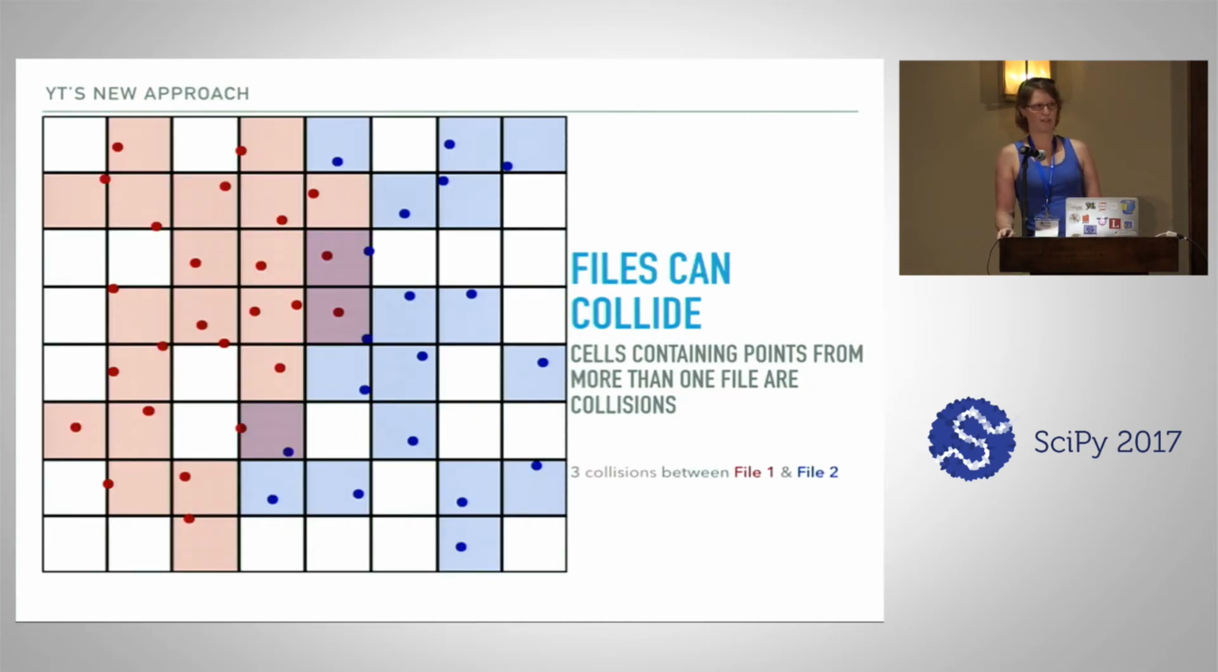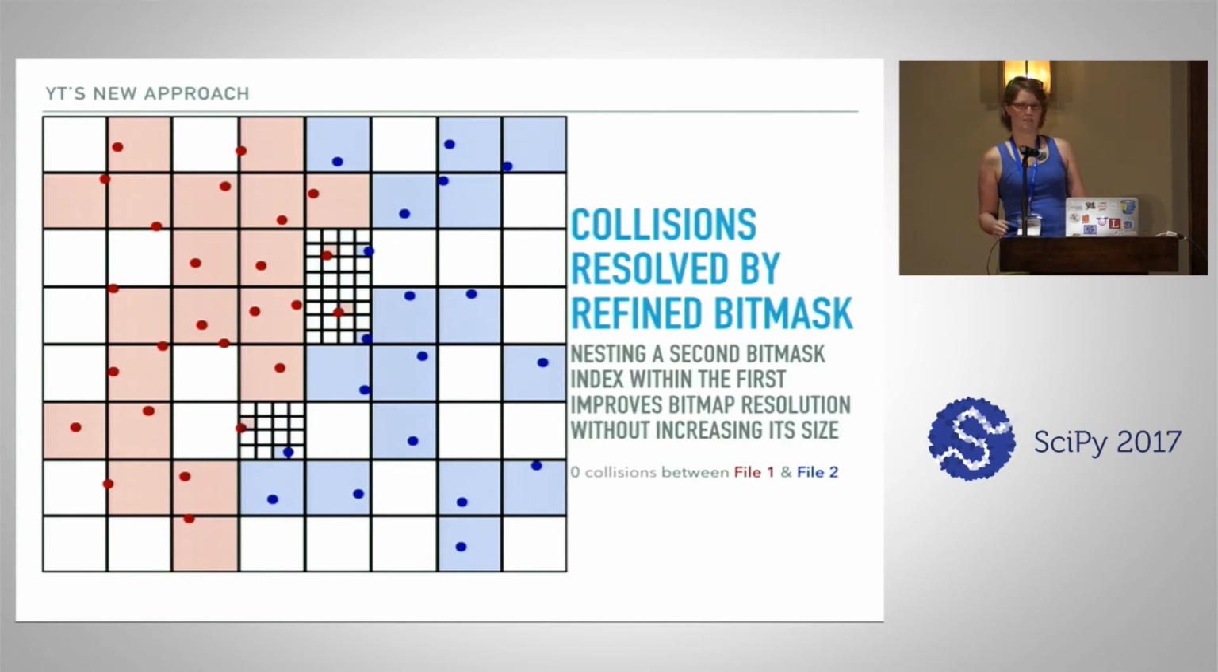But you can imagine that files might collide. So here we have a case where shaded in red are the cells touched by file 1, and shaded in blue are the cells touched by file 2. And we can see there's 3 cells that are touched by both. And in order to handle this, we actually then just nest a second Morton index within those cells with collisions. And we can then resolve these collisions. So now there are no longer collisions between file 1 and file 2.